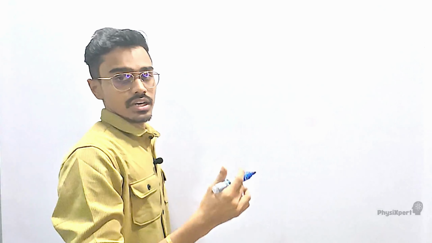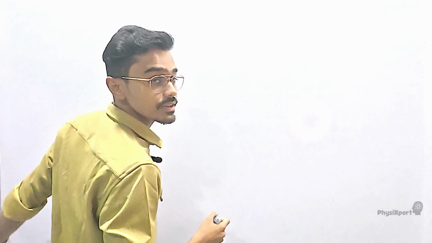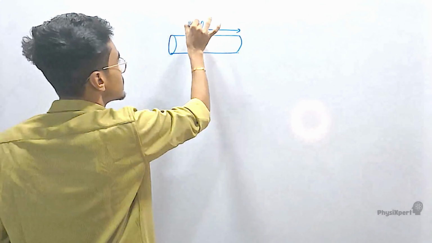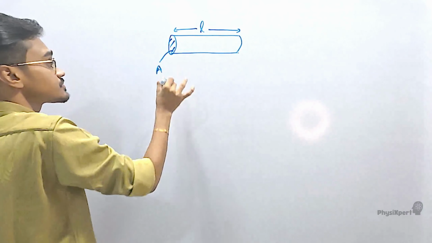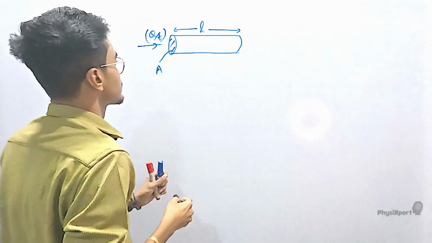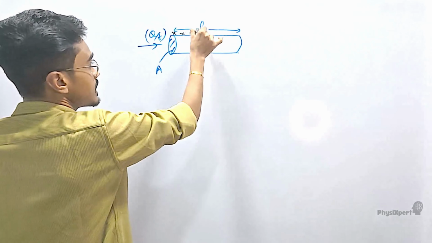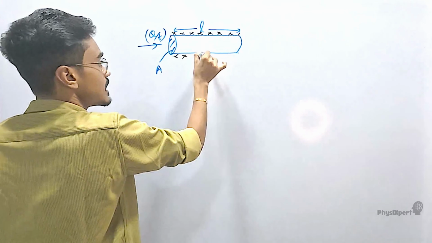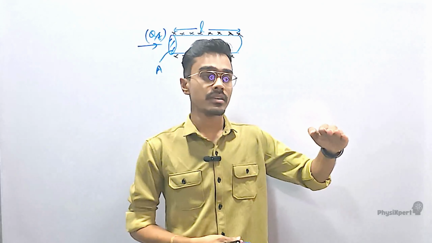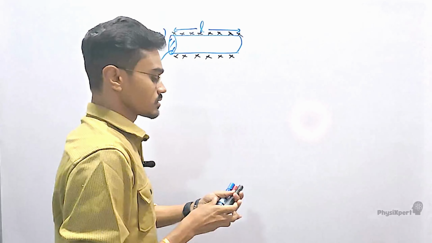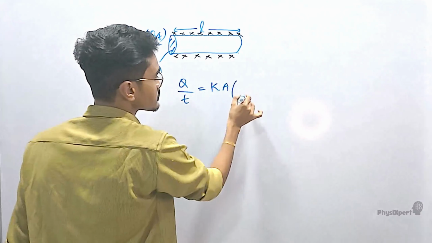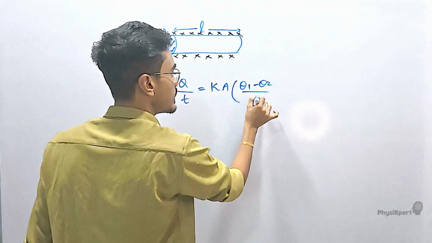The equation is for the amount of heat flow. Now, if we have a rod of length L and cross-sectional area A, which carries a heat flow of Q over T, and it is well lagged, so that there's no heat loss to the environment and we have an axial heat flow, then the valid equation is Q over T equals K A (theta 1 minus theta 2) over L.